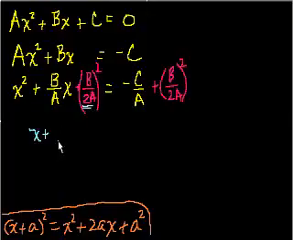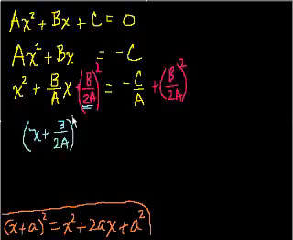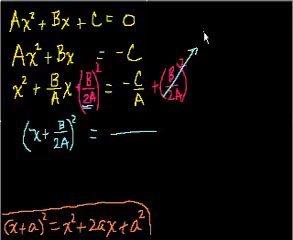So this is the same thing as x plus b over 2a, everything squared. And then that equals, let's see if we can simplify this or make this a little bit cleaner. That equals, if I were to have a common denominator, I'm just doing a little bit of algebra here. When I square this, it's going to be 4a squared. So let me write this. This is equal to b squared over 4a squared, right?